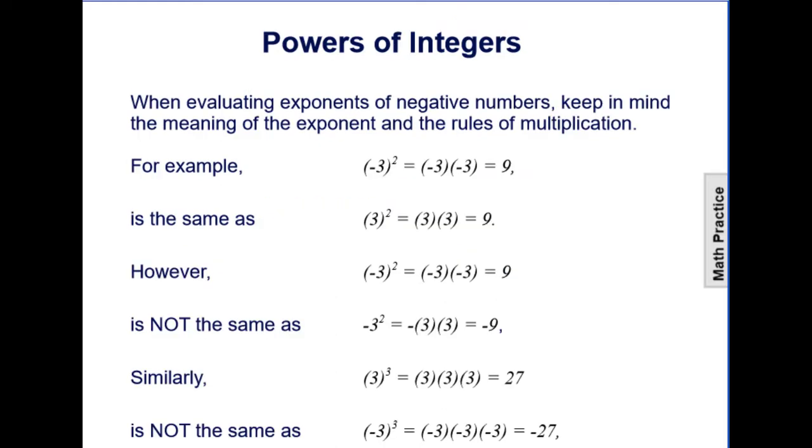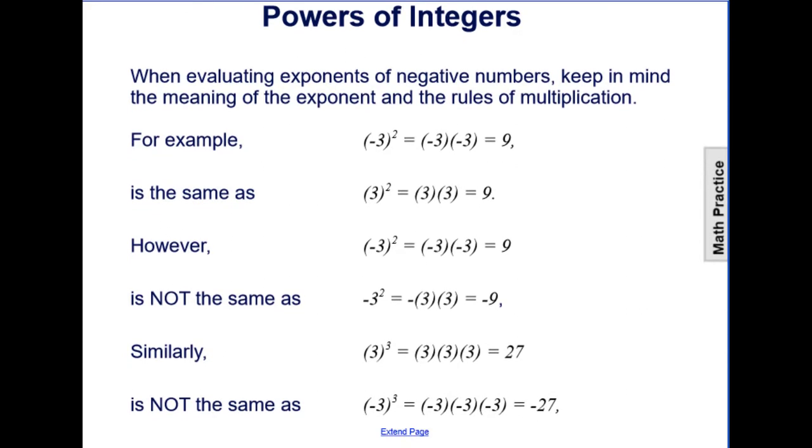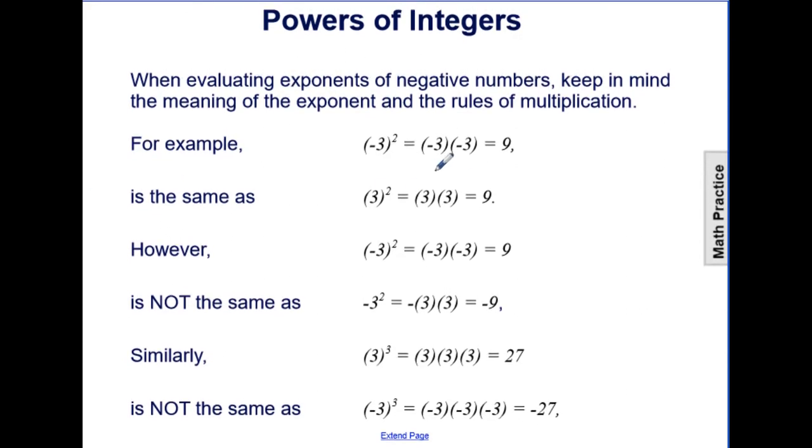When evaluating exponents of negative numbers, it's important to keep in mind the meaning of the exponent and the rules of multiplication. That negative can be tricky. For example, (negative 3) squared is the same as negative 3 times negative 3, which is equal to 9. That's the same as 3 squared because 3 times 3 is also 9. And both of these have the base of negative 3 and 3.